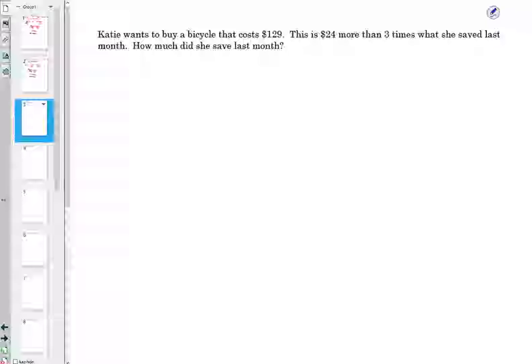Katie wants to buy. This will be the last one that I'll do for you, and then we'll just go one by one, and I'll give you guys time to do it on your own, and you can show off.